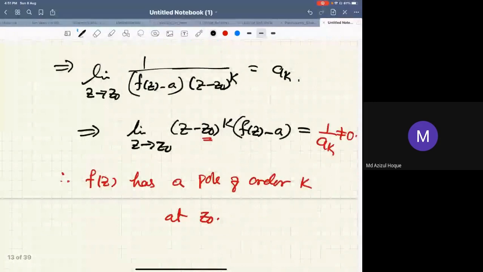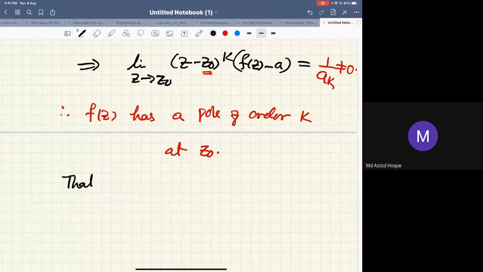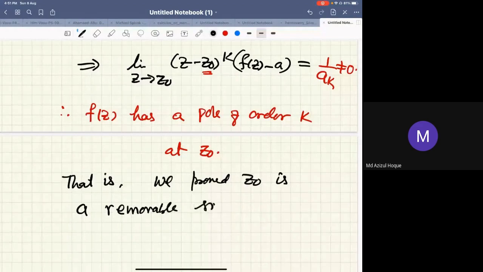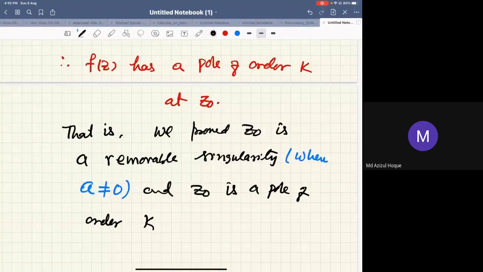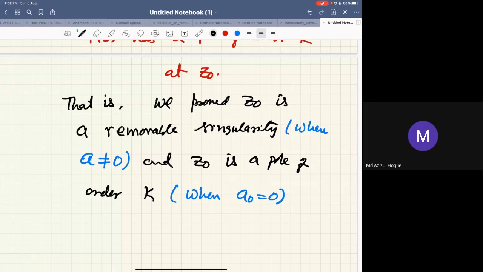So we proved z naught is a removable singularity when a naught is not equal to 0, and z naught is a pole of order k when a naught equals 0. Which gives a contradiction that our z naught is an essential singularity.